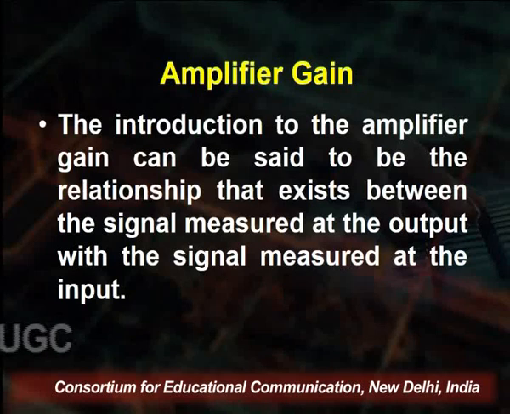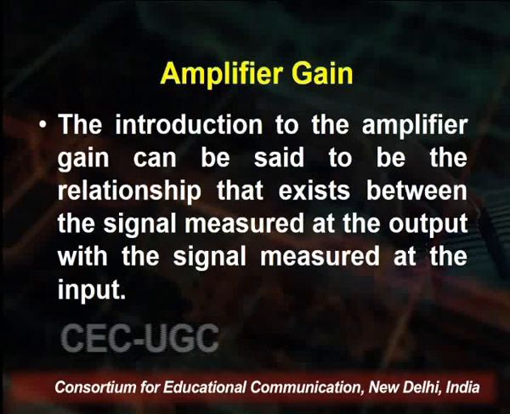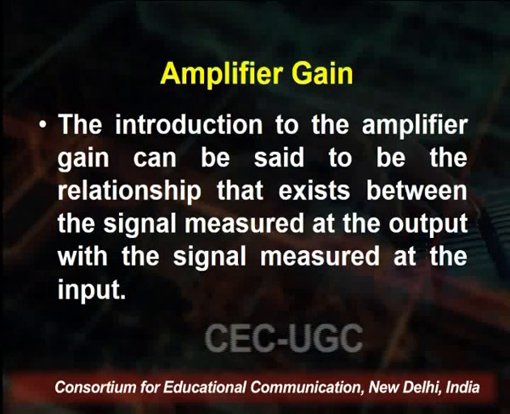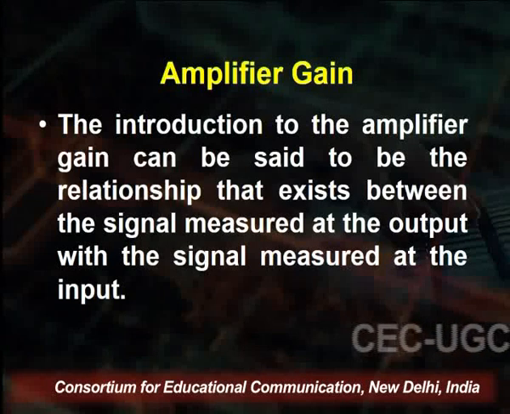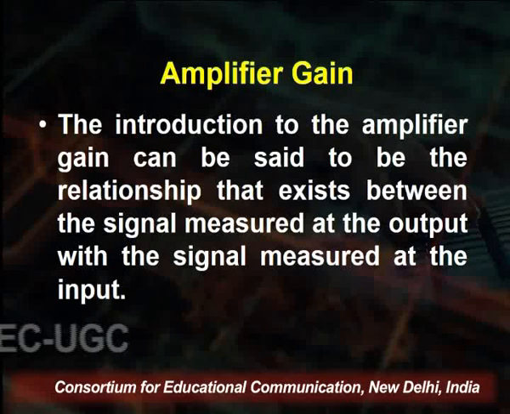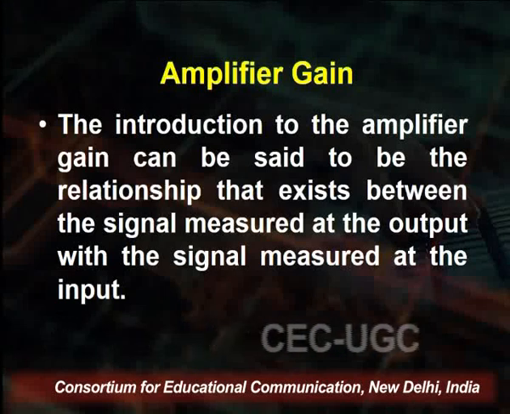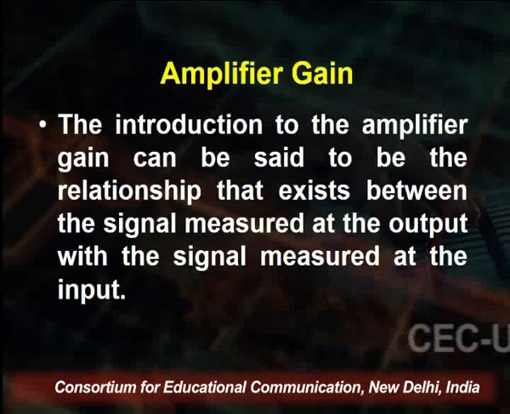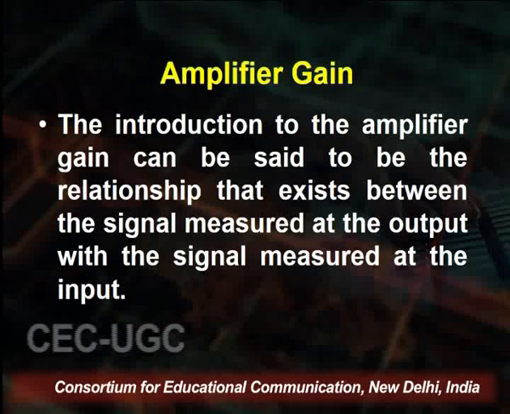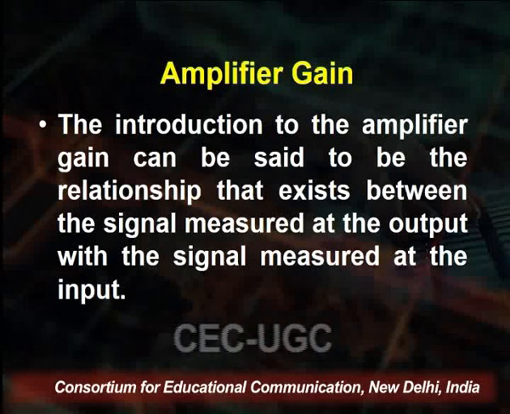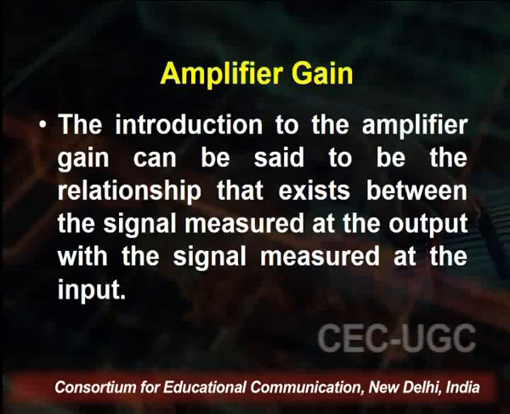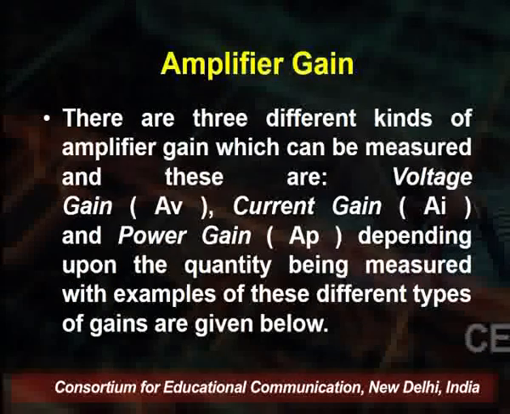Now what is the amplifier gain? Amplifier gain gives the relation between the input and the output signal. The amplifier gain can be said to be the relationship that exists between the signal measured at the output and the signal measured at the input. Gain is defined as the output signal divided by the input signal.